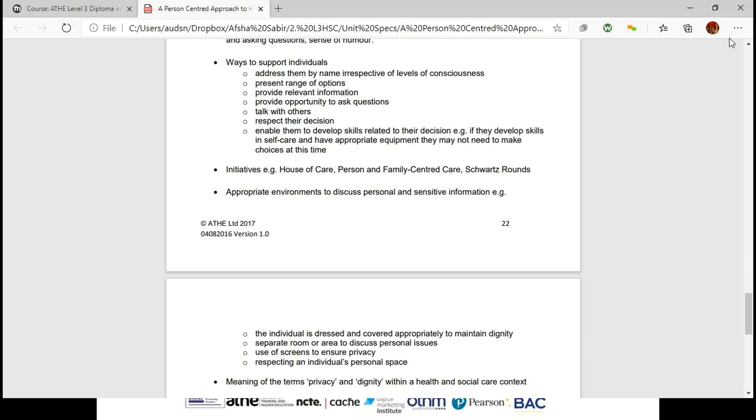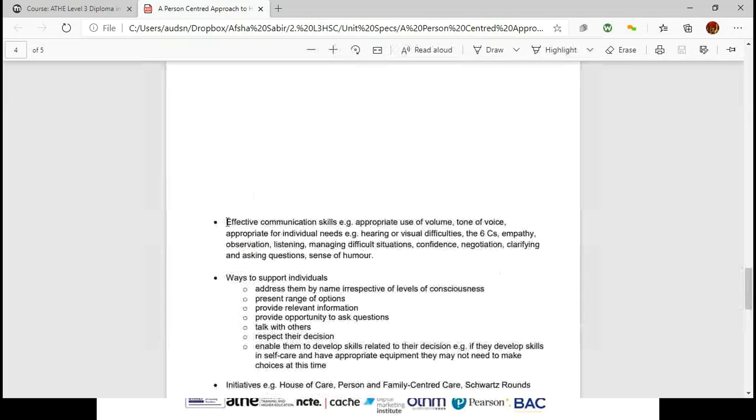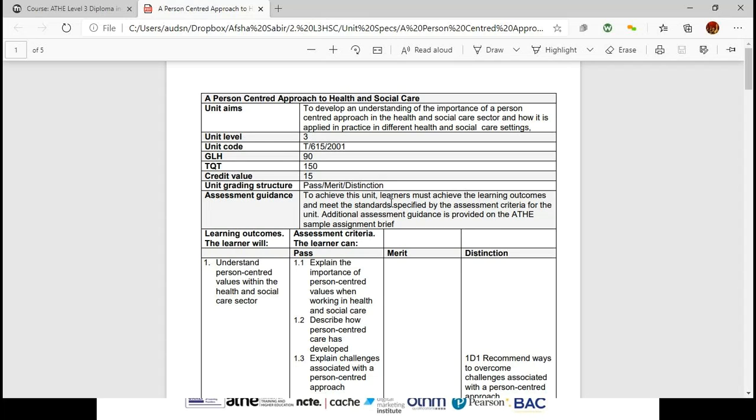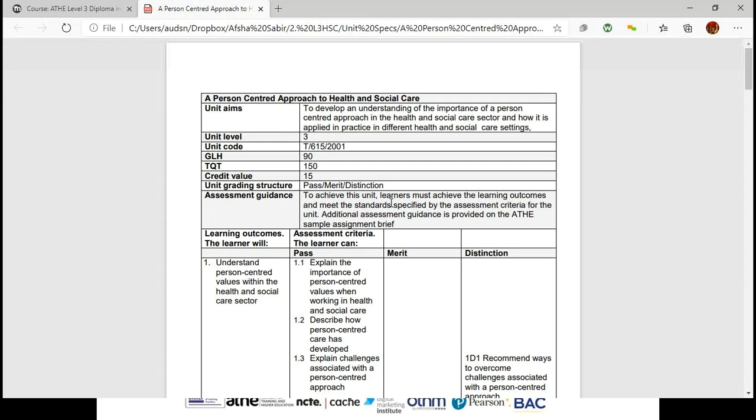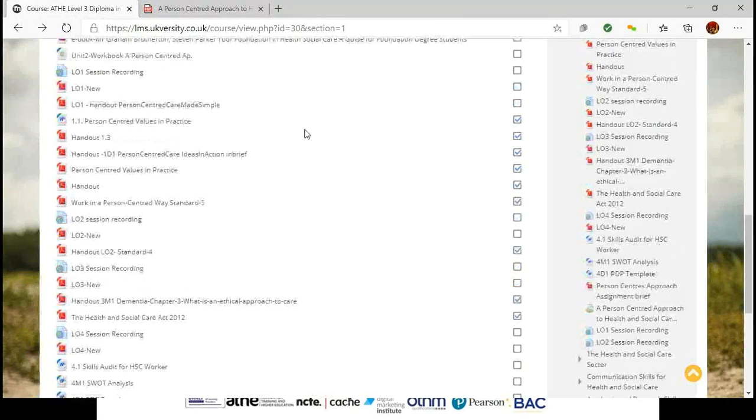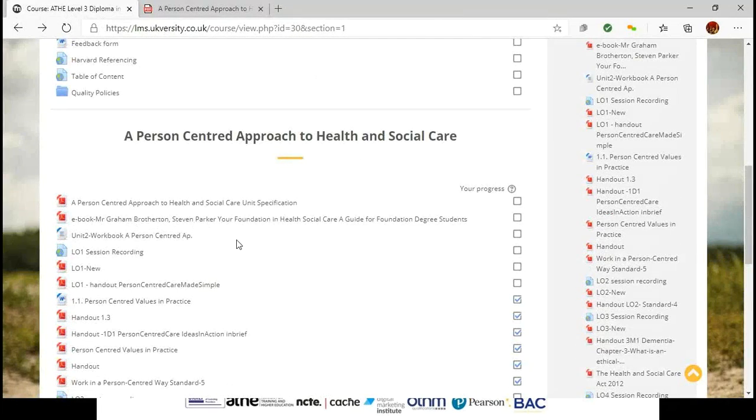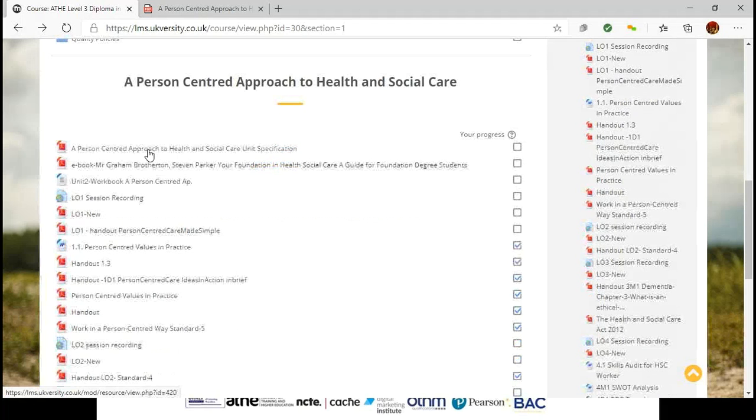Yeah. I will go over it again on Wednesday. So where did you get this? Is it the handbook? No. Do you know the front cover sheet? Sorry, the unit specification sheet. I'll show you exactly where it is. Actually, I don't think I've shown you that yet. Let's find it. So that's in the lecture. Okay, there it is, the first one: A Person-Centered Approach to Health and Social Care unit spec sheet. If I click on it now, it'll open another window for me.